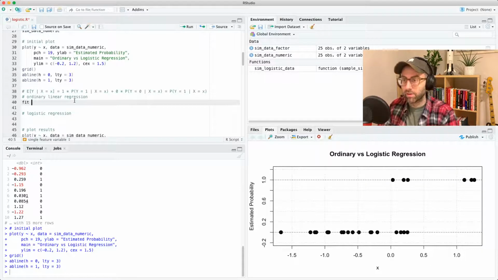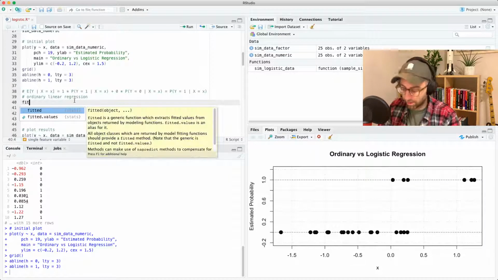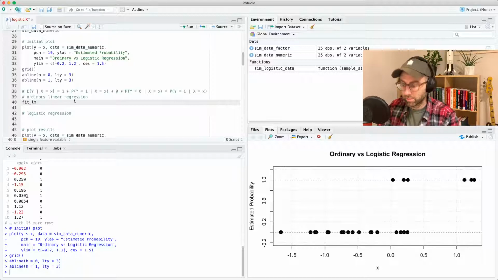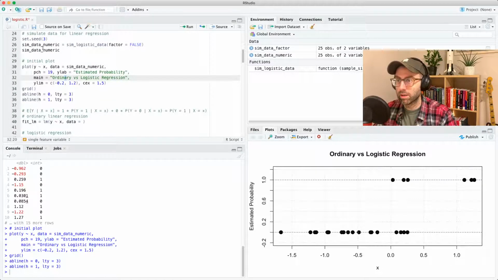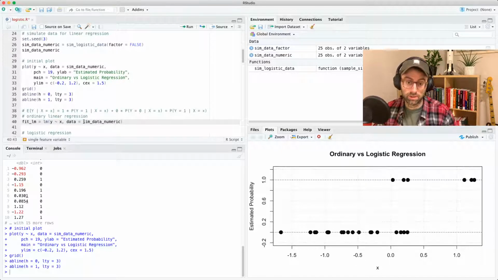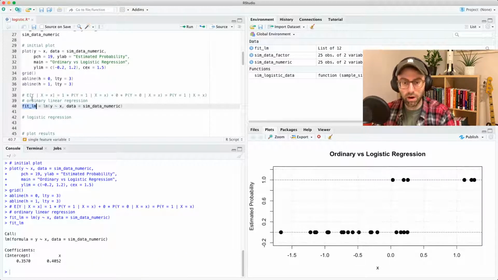So I'm going to call this fit. I wrote fit for some reason in my notes. I'm going to stick with it. I like mod better generally, though. fit_lm equals lm(y ~ x, data = sim_data_numeric), because I can't use a factor variable inside of lm for the response. That wouldn't work. Okay, so let's do that. And here are our estimated coefficients. Here's our beta 0 hat, and here's our beta 1 hat.